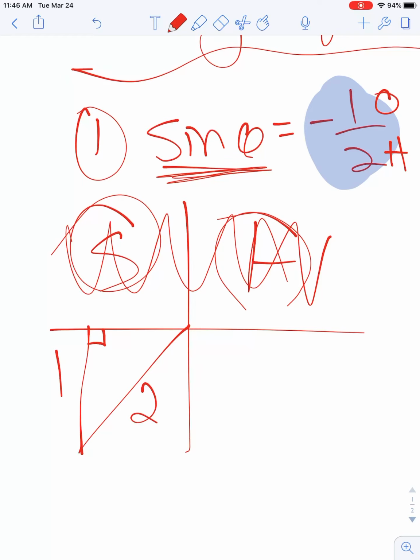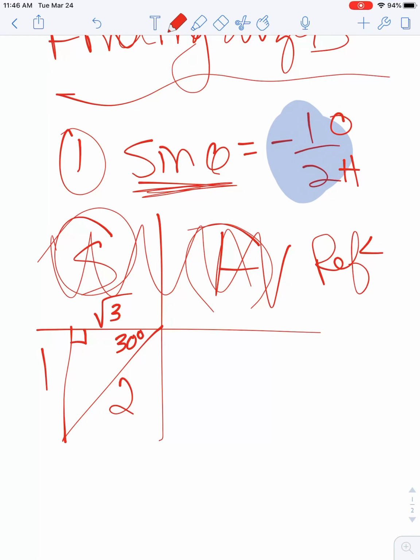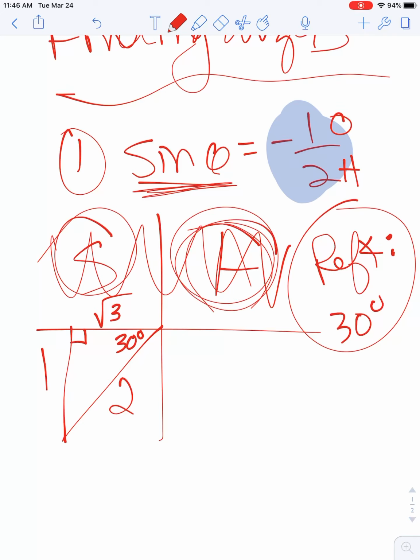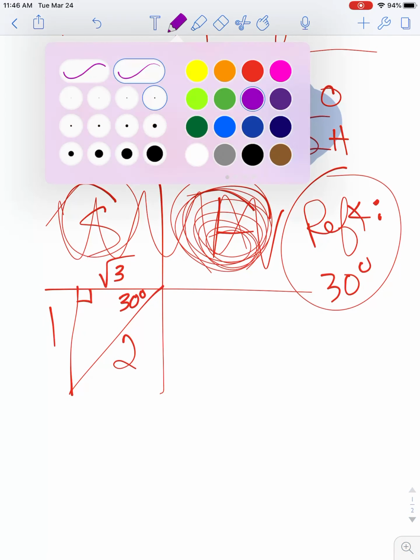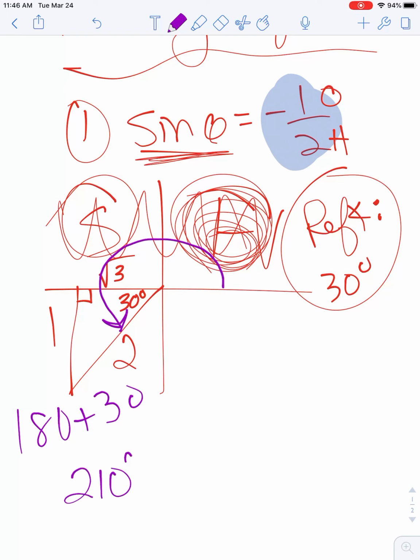You should recognize that and say, oh yeah, this is going to be root 3. Opposite the 1 is 30. So that tells me my reference angle is 30 degrees. Is 30 degrees an answer? No. Sometimes it will be, sometimes it won't be. In this case, 30 degrees would be in the first quadrant. We don't want to be in the first quadrant, so 30 degrees is not an answer. So now I have to figure out, what is my answer with a 30-degree reference angle? Well, if I go all the way here, I'm going to 180 plus another 30, so that's 210 degrees.